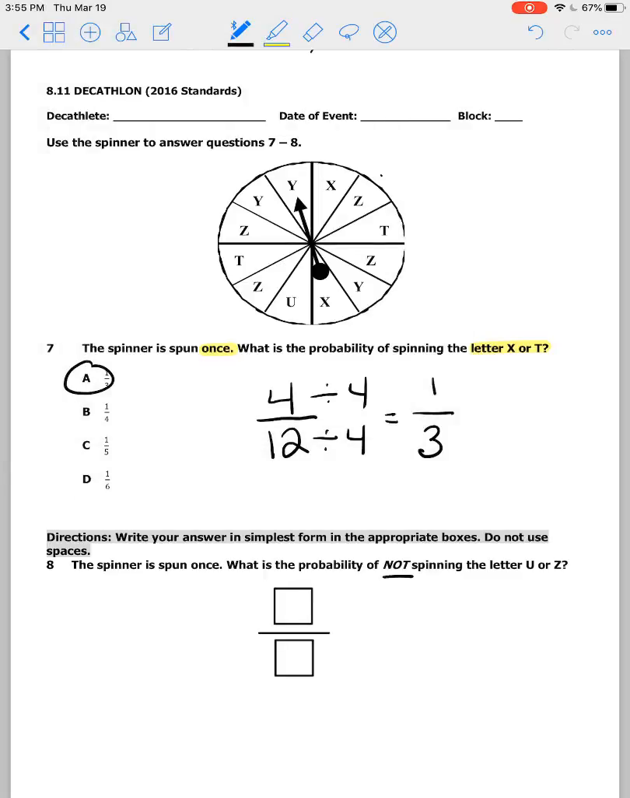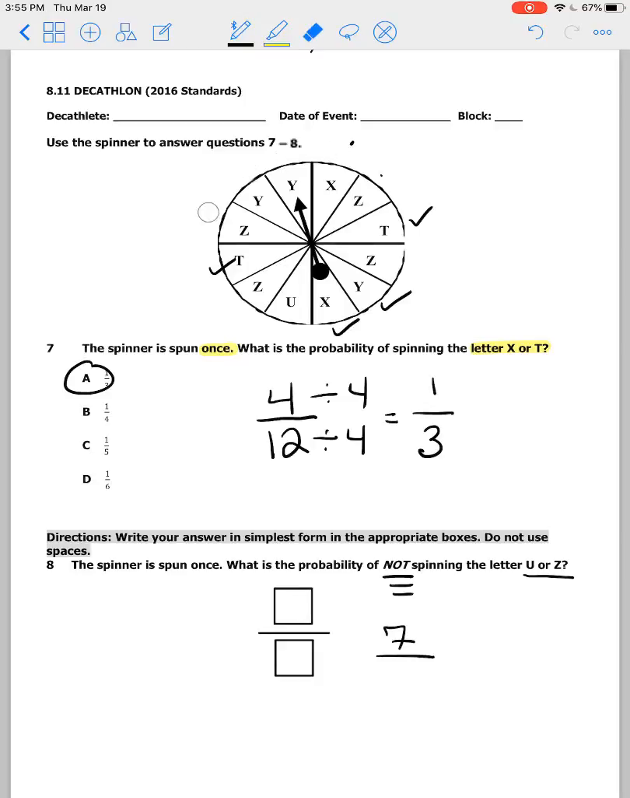Number 8 says the spinner is spun once. What is the probability of not spinning the letter U or Z? So first we need to count the number of letters that are not U or Z because that is our desired outcome. So we have 1, 2, 3, 4, 5, 6, 7. And if it makes you feel better, the first time I did this question, I accidentally started counting the Z's and the U's, but we want the not letters. So we have 7 of our desired outcome.